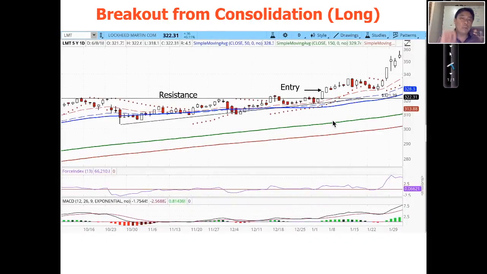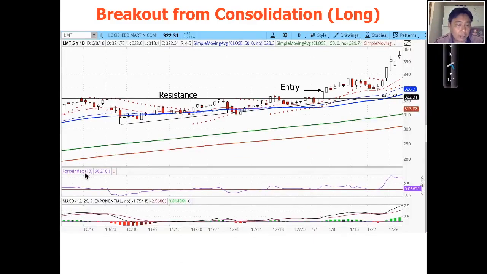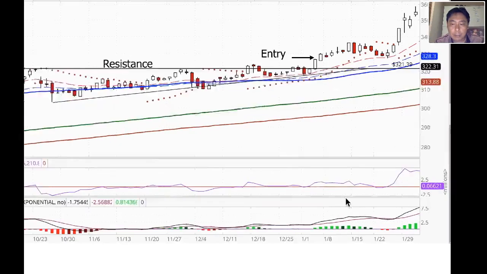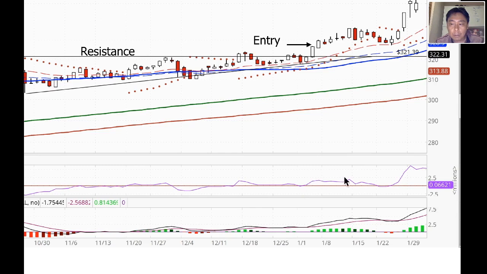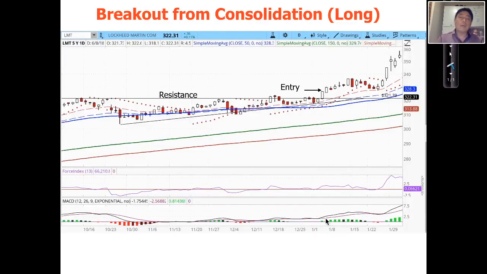Next, at least one of the indicators must be bullish. You can see the parabolic SAR dots are below the candle at the breakout, so that's bullish. The force index, which we learned earlier on, is above 0, so that's a bullish force index. The MACD has a bullish histogram with the black MACD line above the signal line. So in fact, we've got 3 out of 3 indicators bullish, so we're good to go.